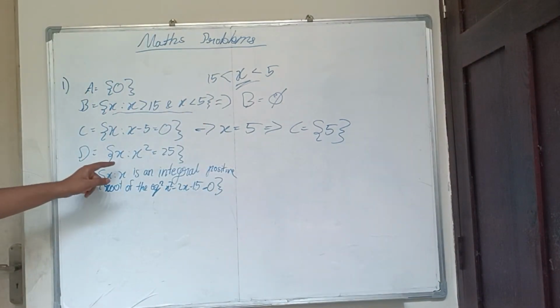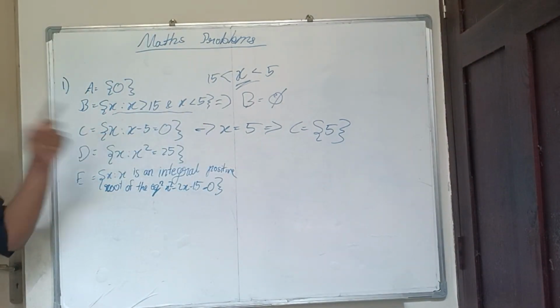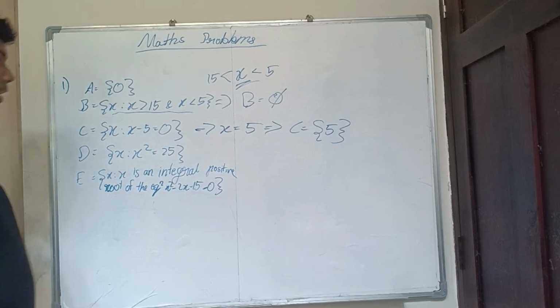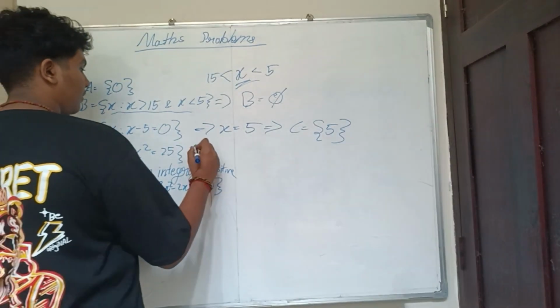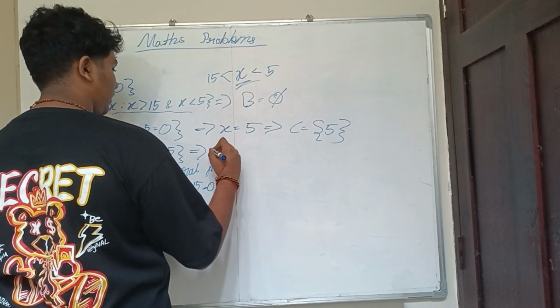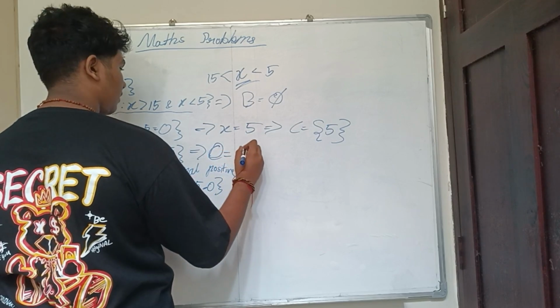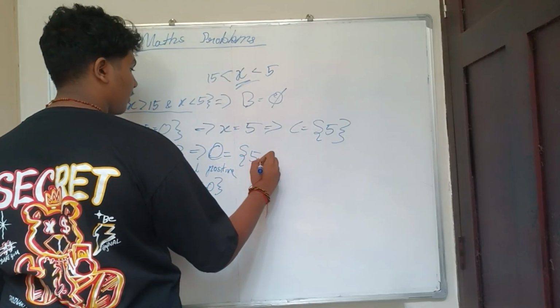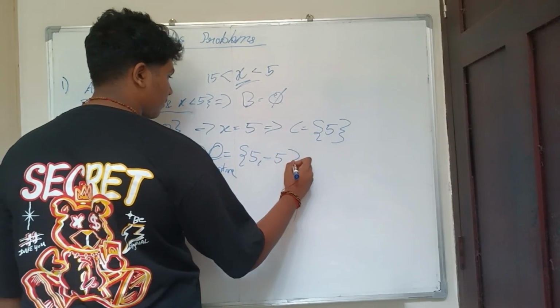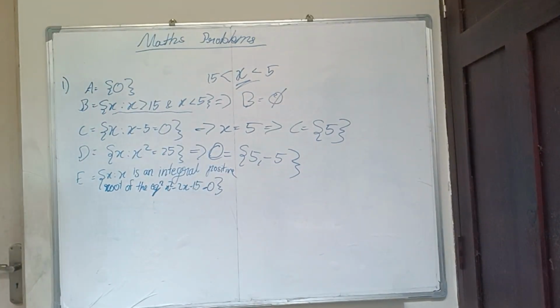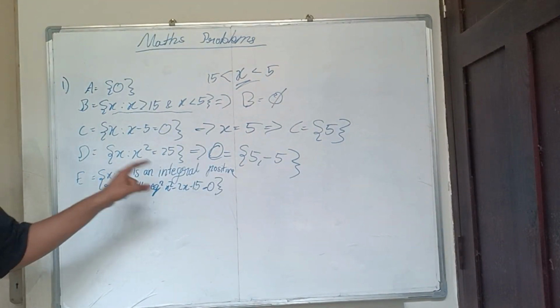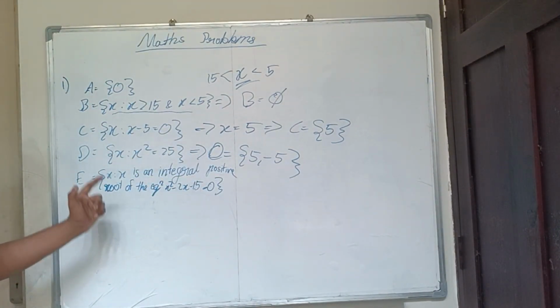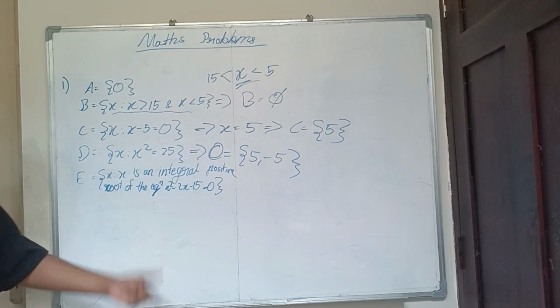Next we have D, x such that x square is equal to 25. There are two roots, right? What are they? D is equal to {5, minus 5}. Then we have E, x is an integral positive root of the equation x square minus 2x minus 15.